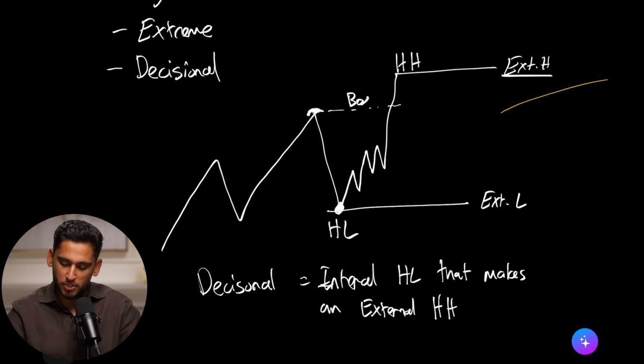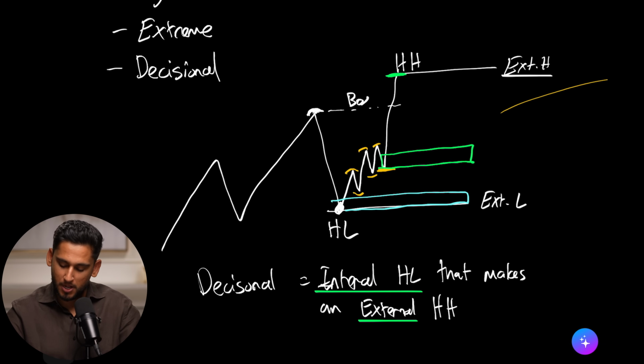So therefore, from an internal perspective, you have internal high, internal higher low, internal higher high, internal higher low, internal higher high, internal higher low. So when this internal higher low goes on to make a new higher high externally, that's when you write internal higher lows that makes an external higher high. So this area right here is our decisional demand. And the extreme point obviously is going to be our external demand extreme.